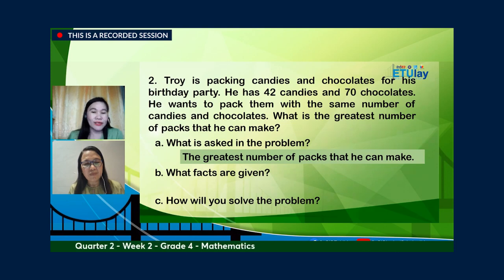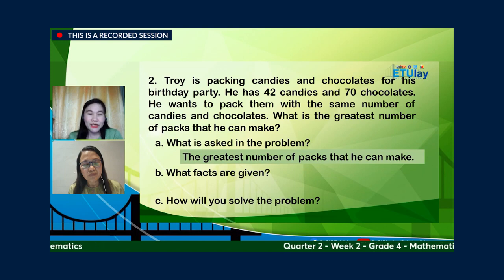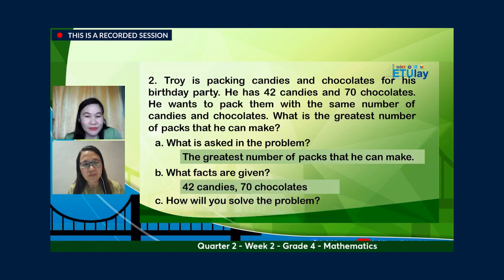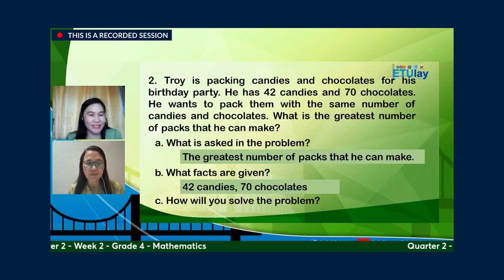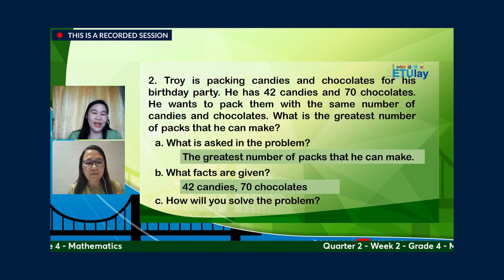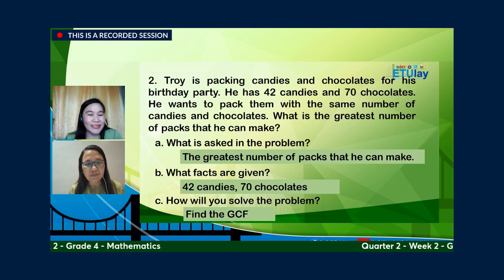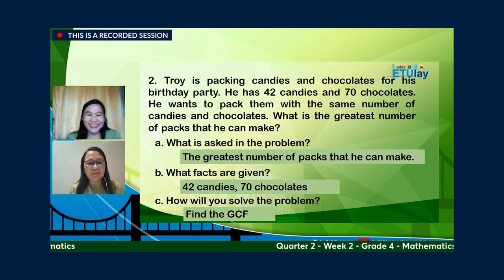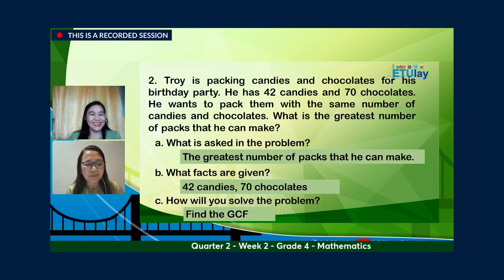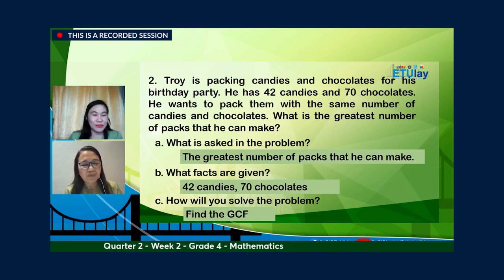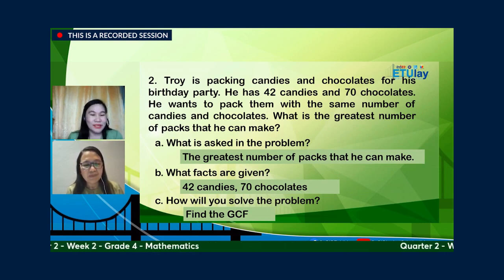Okay, so what are the given facts? So just look at the problem. You can see numbers there. The given facts are 42 candies and 70 chocolates. Ayan, very good kayo. How will you solve the problem? Paano nga ba isolve ang problem na ito? So, if your answer is find the GCF, you are right. Ang galing talaga. Okay, so hindi pa tapos. So, we have to proceed sa solve. Yung step 3 natin, solve.